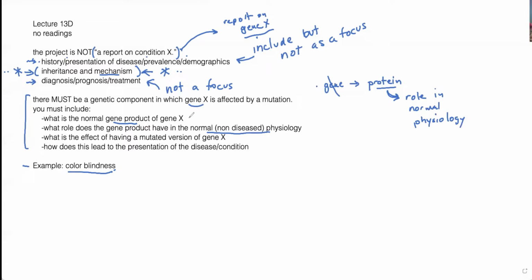What does a normal gene product of this gene do? How does it normally function in a person who doesn't have the condition? What happens as a result of having a mutation in gene X? How does that affect the gene product? And how does the altered gene product ultimately lead to the way that the disease or condition presents in real patients, right?